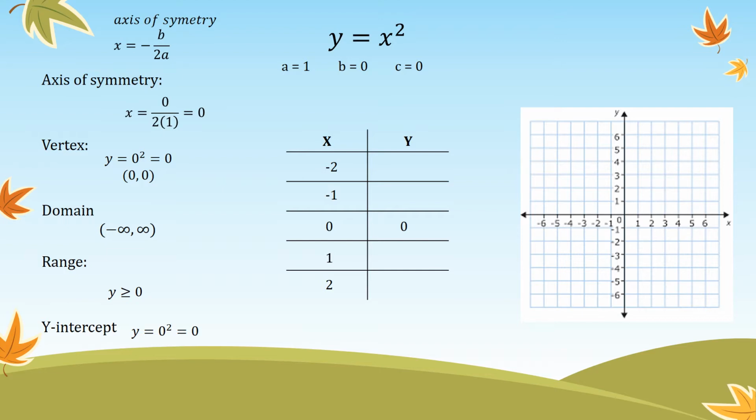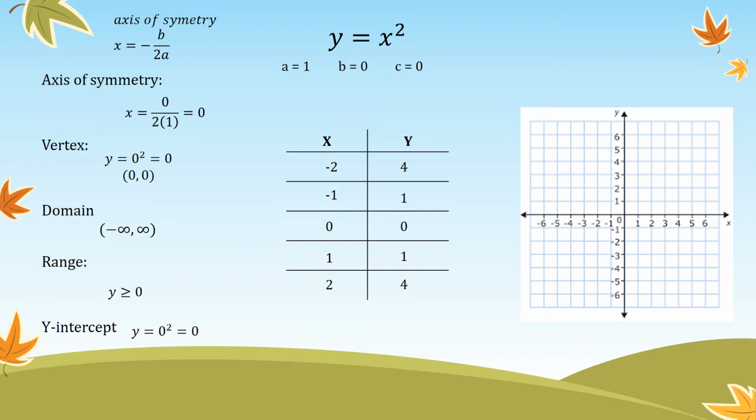So the first one would be negative 2 quantity squared, which gives us 4. Then it would be negative 1 squared, which is 1. Now, if you're doing this on your calculator and you're getting something different, it may be where you're putting your parentheses. It should be parenthesis, negative 1, close parenthesis, squared. And again, putting in 1 squared, we get 1, and 2 squared, we get 4.